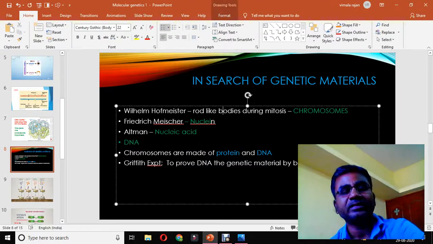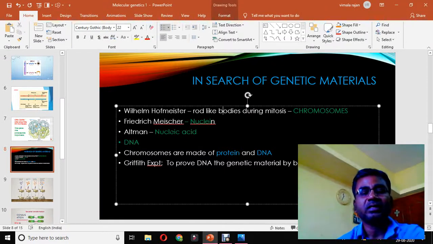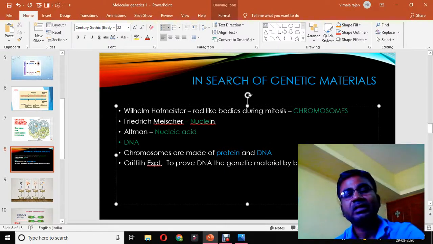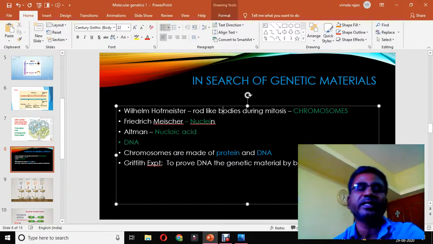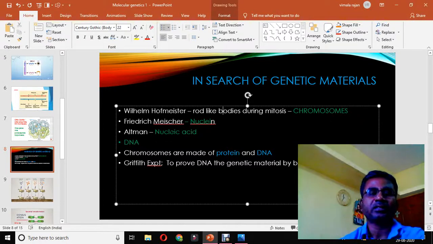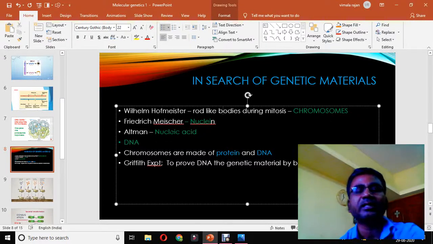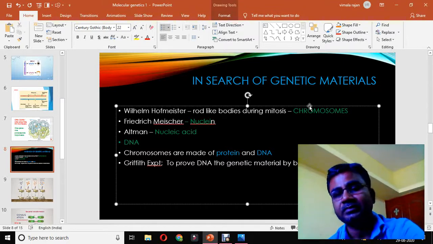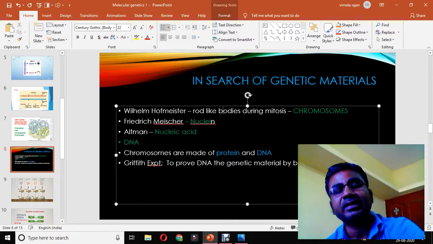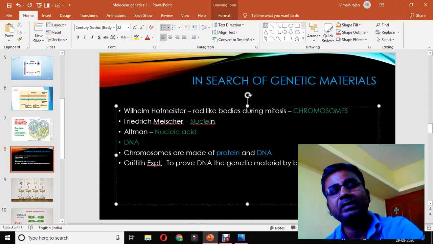The second scientist, Friedrich Miescher, extracted a substance from the nucleus and named it nuclein. He said nuclein is the genetic material. So the first scientist called it chromosome, and the second scientist named it nuclein. He extracted a substance from the nucleus and named it nuclein, and the same substance was later named by Altman.